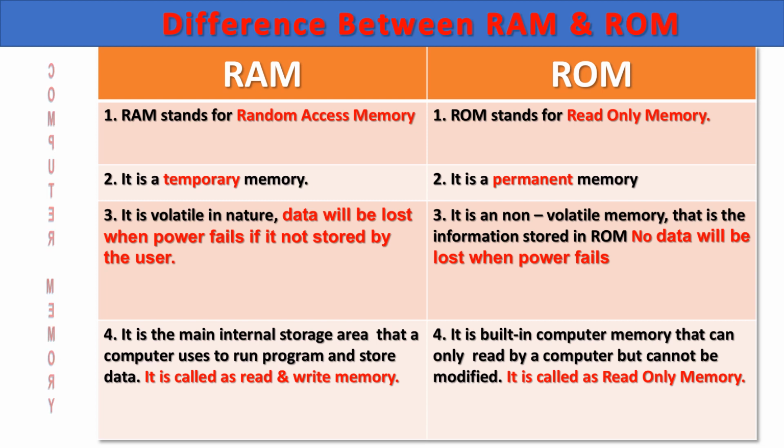Now let us see difference between RAM and ROM. First one, RAM stands for random access memory, whereas ROM stands for read-only memory. Second, RAM is a temporary memory, whereas ROM is the permanent memory. Third, RAM is volatile in nature, so data will be lost when the power fails if it is not stored by the user, whereas ROM is a non-volatile memory, that is the information stored in ROM, no data will be lost when power fails.